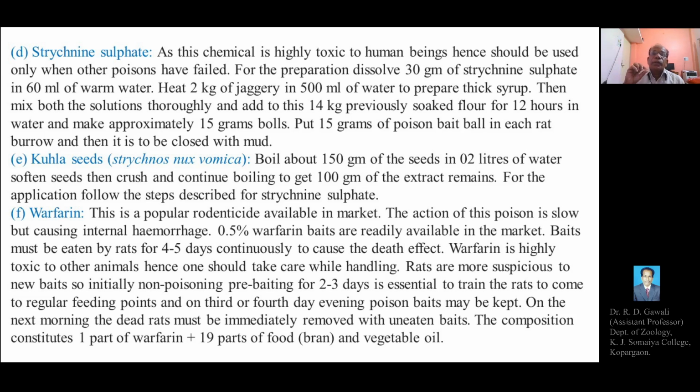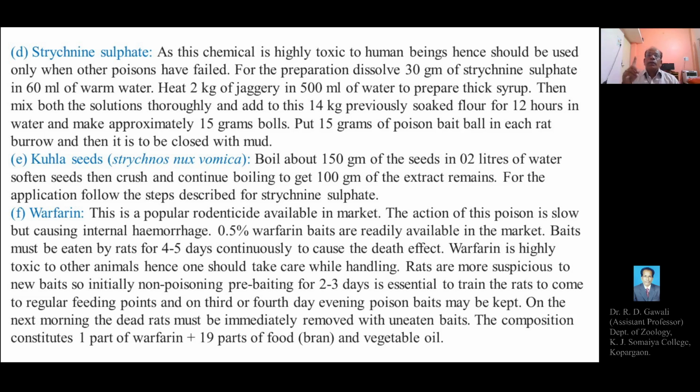For the preparation of the poison baits from the kola seeds, first we have to boil about 150 gram of the seeds in 2 liters of water so as to soften the seeds. Then crush these seeds and continue boiling to get 100 gram of the extract. Then for the application, we have to follow the steps described for the triacetin sulfate.